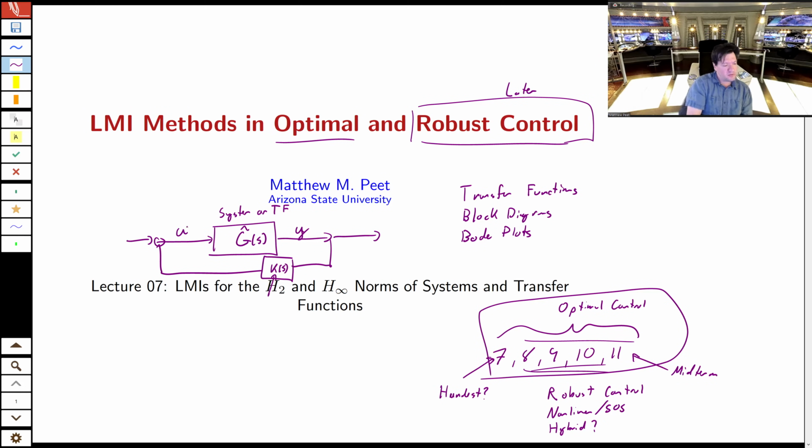So what does this block diagram even mean? Well, presumably it means that Y equals G hat times U. Well, what does that mean?